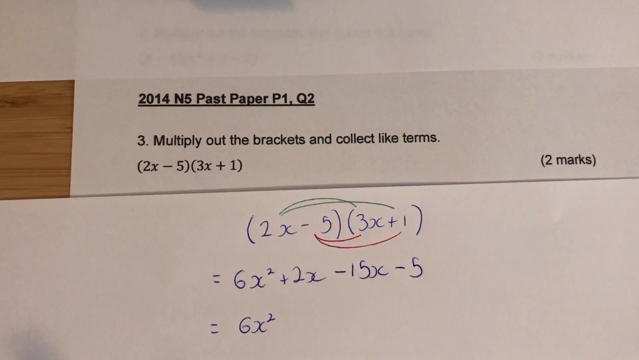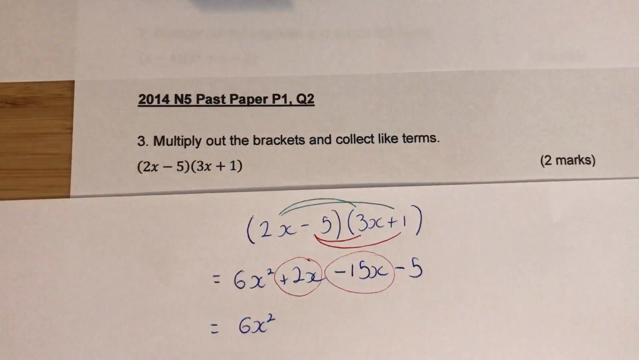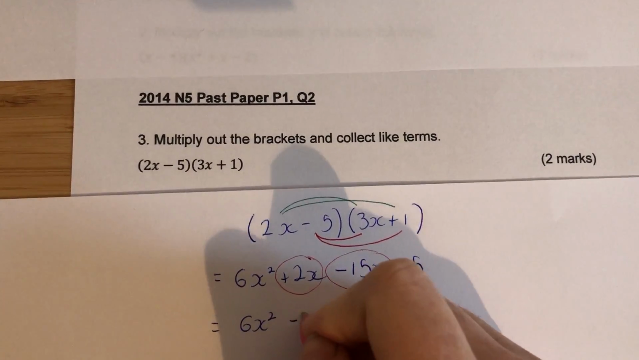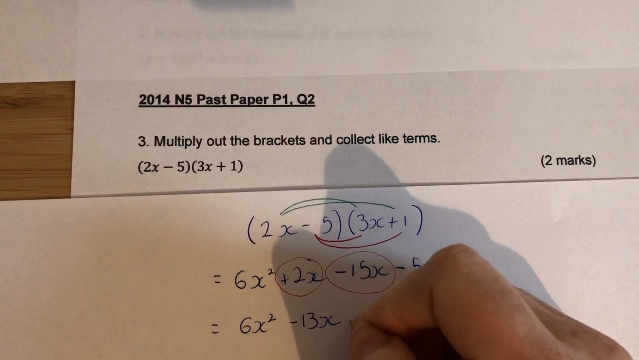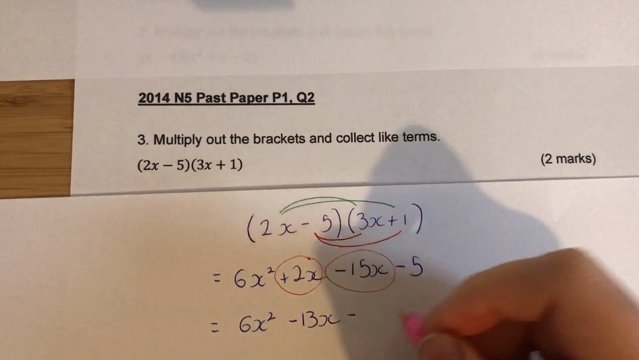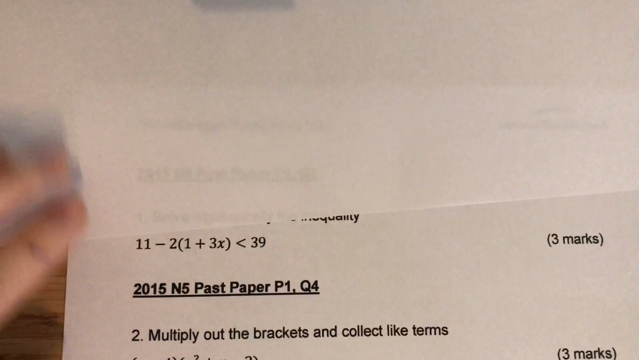Looking for x terms, we've got plus 2x and minus 15x, so we're going to put them together. So 2x minus 15x is minus 13x, and then the minus 5, we've not got any other constant terms, any other numbers, so minus 5. And that's you for the first one.